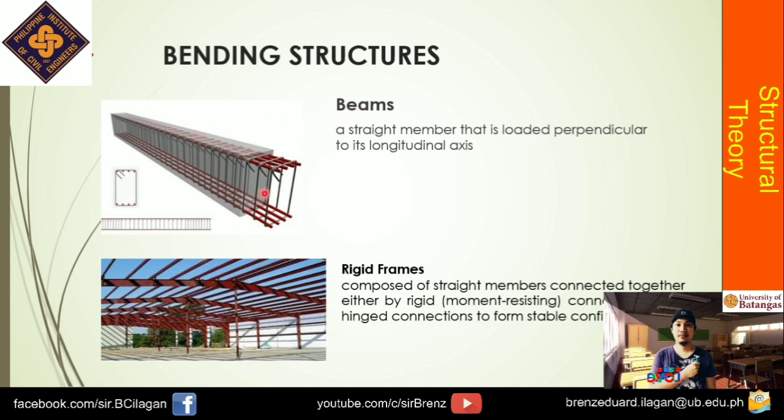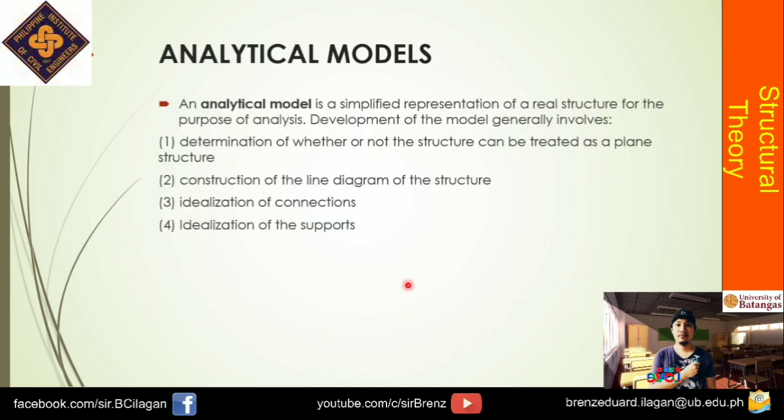So we have here the beam, a straight member that is loaded perpendicular to its longitudinal axis. Sometimes, we have another type of beam which is the girder. The girder is the one that supports the beam. This was already discussed before. Then rigid frame, composed of straight members connected together either by rigid or moment resisting connection or by hinge connection to form stable configurations. So for warehouses and long span roofs, you need rigid frames.